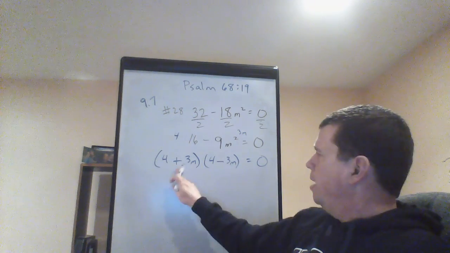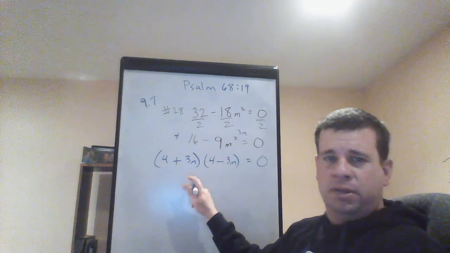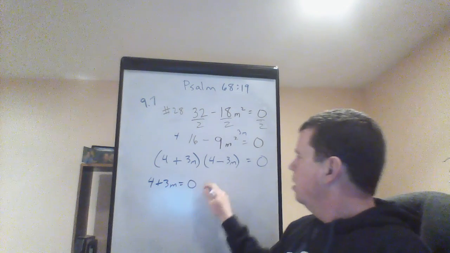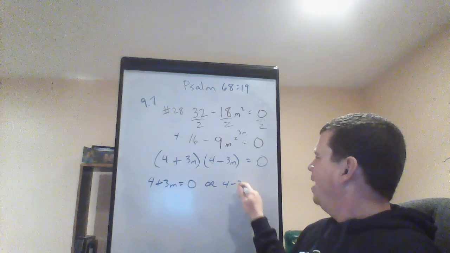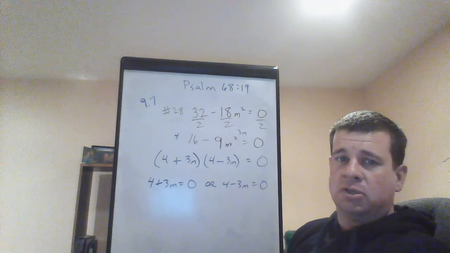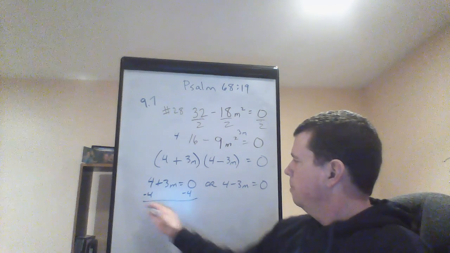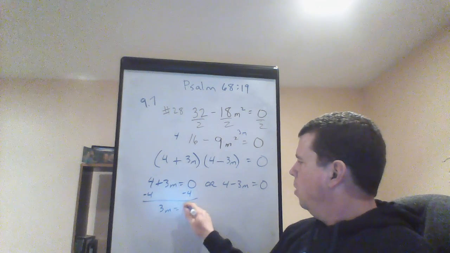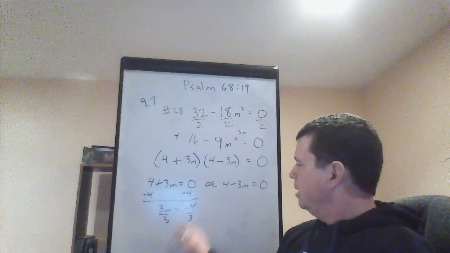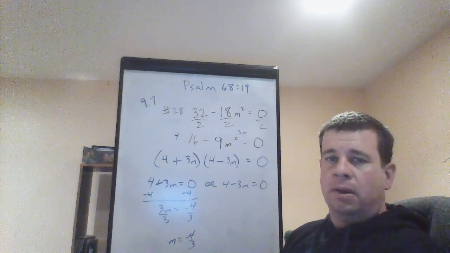So now I'm ready to use the zero product property. I'm multiplying two things and getting 0. The only way that can happen is if one of those two things is 0. So 4 plus 3m equals 0, or 4 minus 3m equals 0. So now I've got two-step equations to solve. This one I subtract 4 on both sides. I get 3m equals negative 4. And then I divide by 3 on both sides. I get m equals negative 4/3.